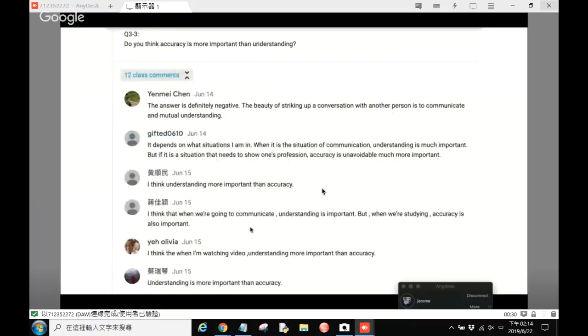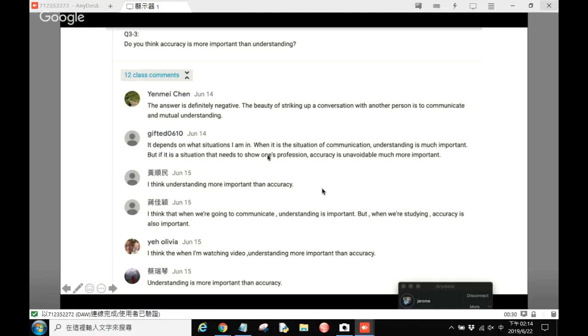All right. The third question: do you think accuracy is more important than understanding? Negative. Okay. The beauty of striking up a conversation is another person you can have mutual understanding. All right. So again, understanding is the most important. Okay. Depend on the situation. All right. That's a reasonable answer. If it's a communication, then that's fine. If you need to show your profession or your accuracy, then that's more important. Right. So again, it depends on the situation.